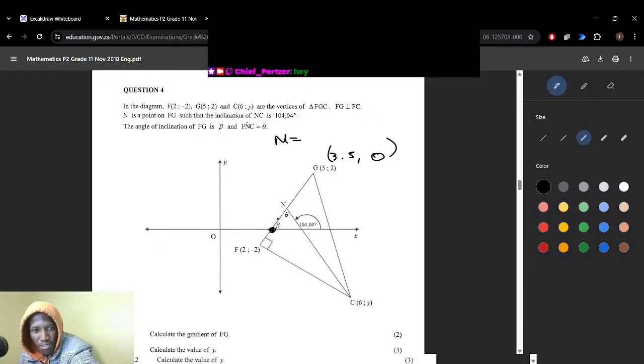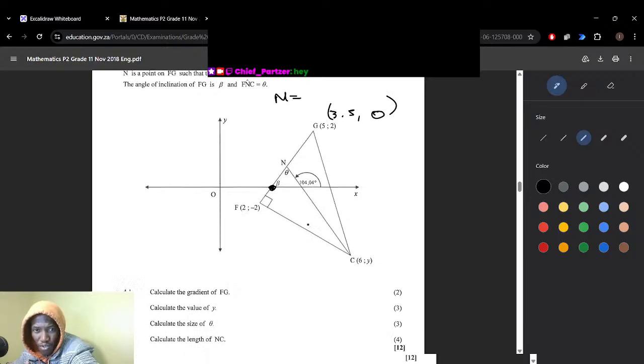So with that being said, it is rather safe to assume that something is wrong with this question. But we're going to check in the memo how they actually did answer 4.2. So with that, I cannot really answer 4.2.